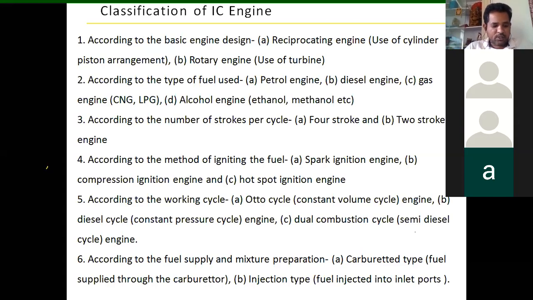At the same time, based on the method in which ignition takes place, we classify it as a spark ignition engine, which is what we more or less use, or a compression ignition engine. So based on the ignition system, we classify into SI and CI engines. SI means spark ignition engine. If it is a CI engine, then it is a compression ignition engine.